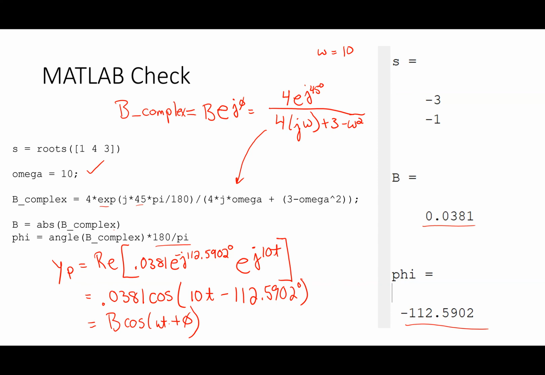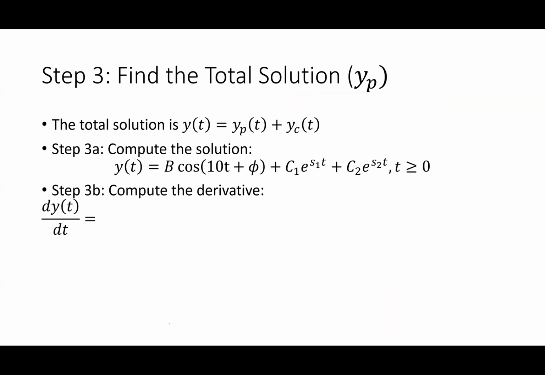Now, at this point, I'm done with my second step. I've got my particular solution. What I have to do is put everything together to find the total solution. So I have to take yp and yc and put those together. This has a couple of steps. The first step is to just put everything together to get the solution. That's what I did here.